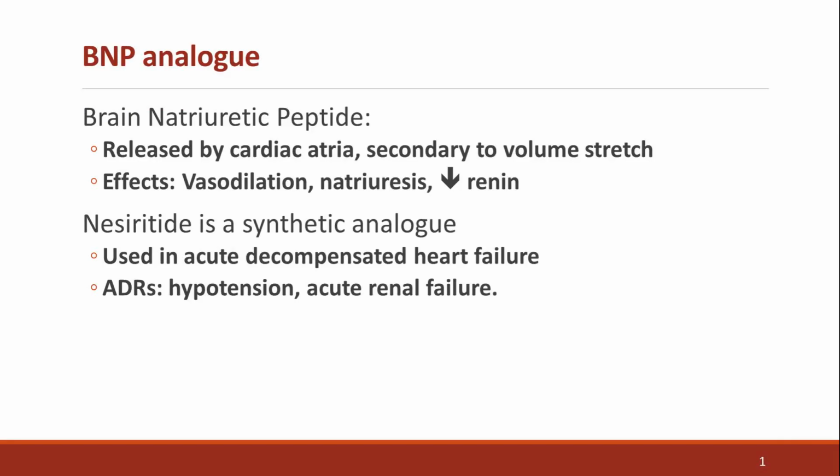Brain natriuretic peptide, or BNP, is released from the heart in response to stretch and volume overload. It promotes vasodilation, natriuresis, and reduces renin secretion. Nesiritide, a synthetic BNP analog, is used in acute decompensated heart failure, although adverse effects like hypotension and acute renal failure limit routine use. Hypertensives having heart failure are good candidates for this drug.